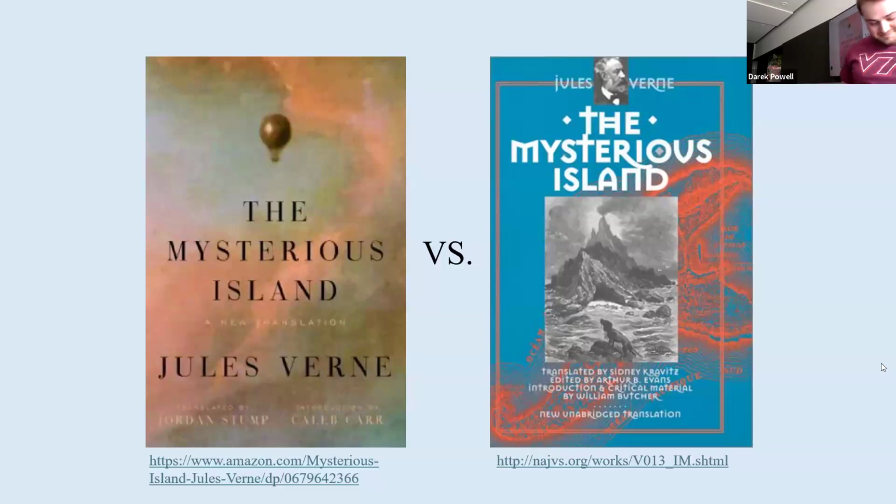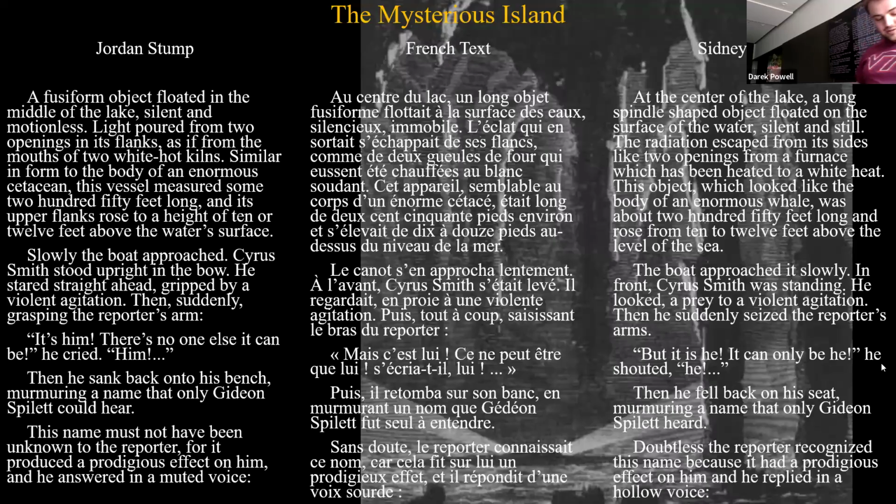And we'll compare Stump's approach with that of Sidney Kravitz. Starting in part 3, when the castaways close in on the pivotal moment of this whole story, the first face-to-face with their benefactor, we see the French reads, "At the center of the lake, a long, fusiform object floated at the surface of the waters, silent, immobile." Besides his translation of fusiform into spindle-shaped, Kravitz follows my literal translation very closely, while Stump shortens the longer description, though keeping the message and fusiform intact.